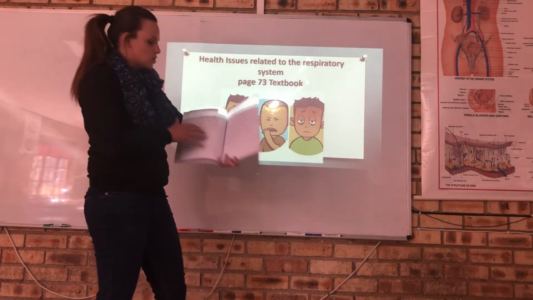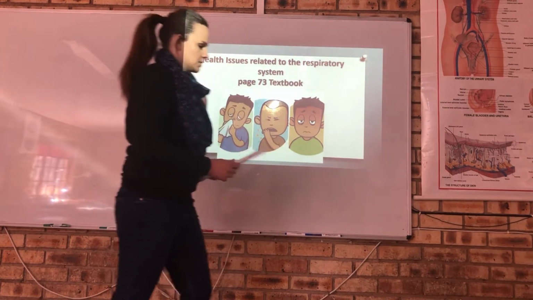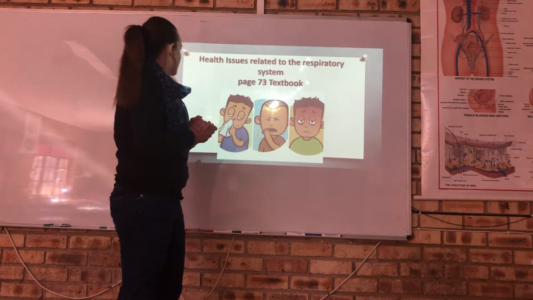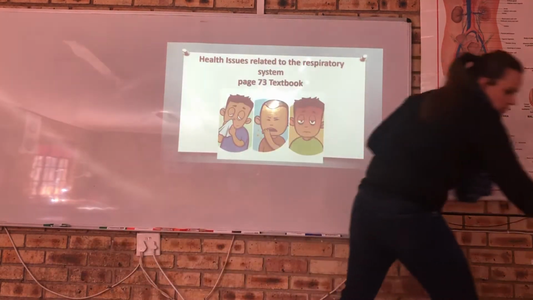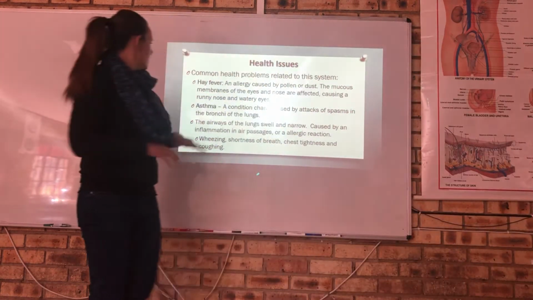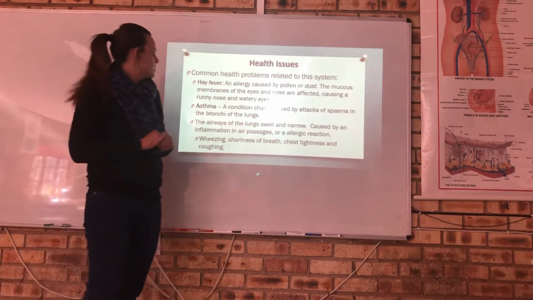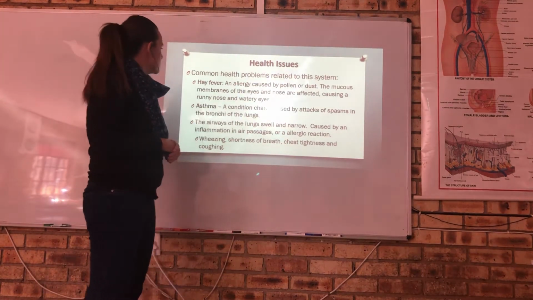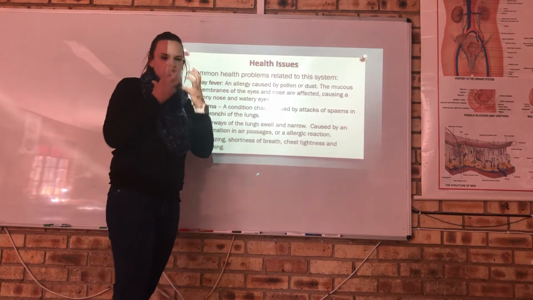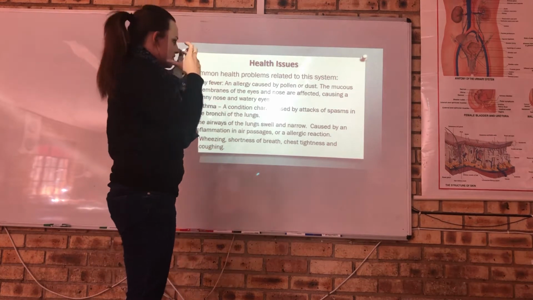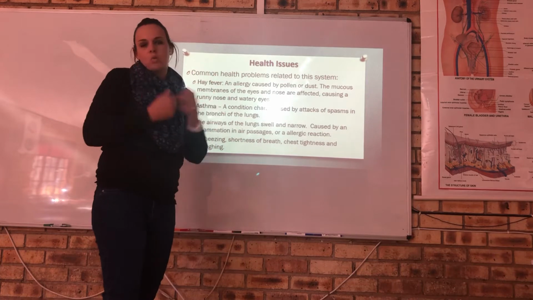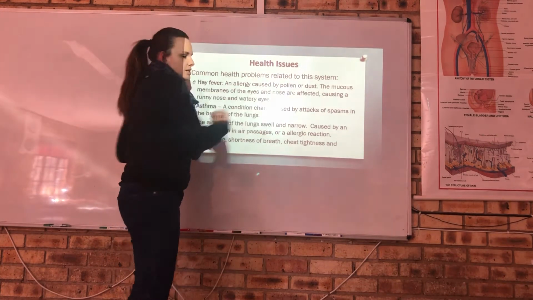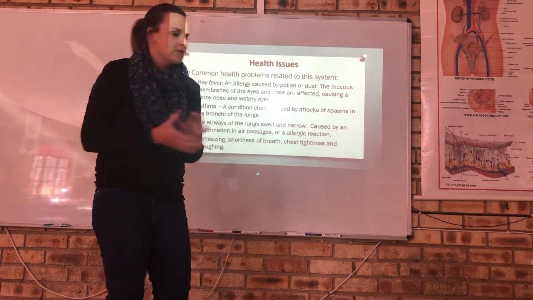Okay, guys, so let's get started with this specific topic. Very relevant topic considering the times that we are currently living in. So first off, the first disease that we have is hay fever. Hay fever is caused by an allergic reaction to pollen or dust. The mucous membranes of the eyes and the nose start to react and they become infected. They cause a runny nose and watery eyes. So what happens is your body is trying to flush out this pollen or this dust, and so it waters to get rid of it.